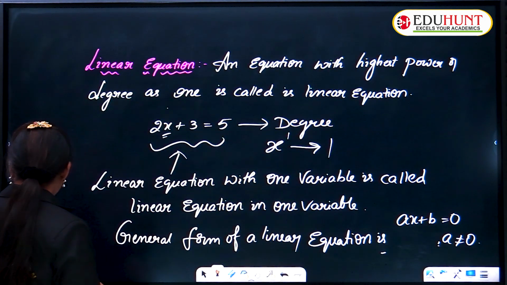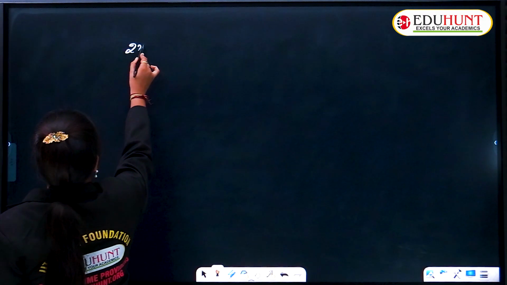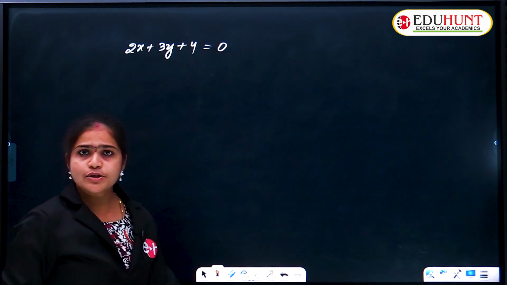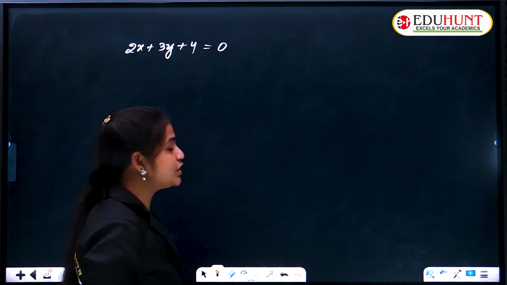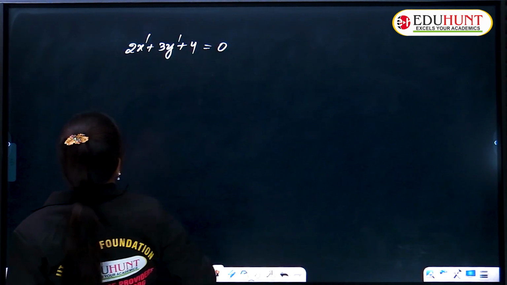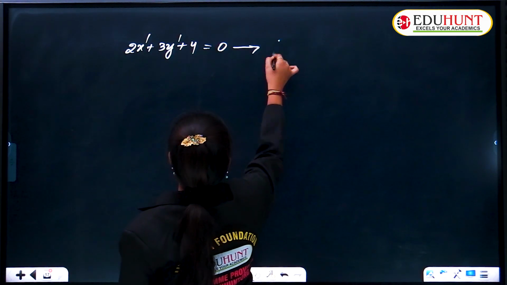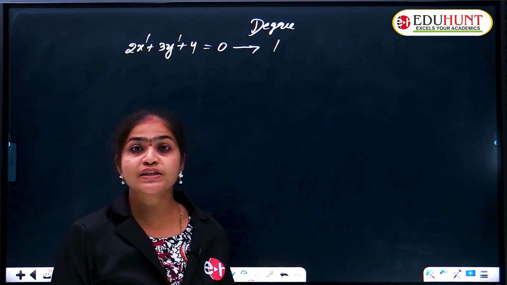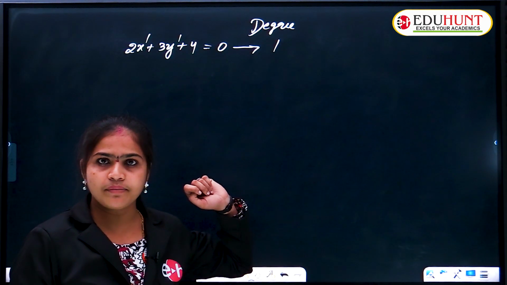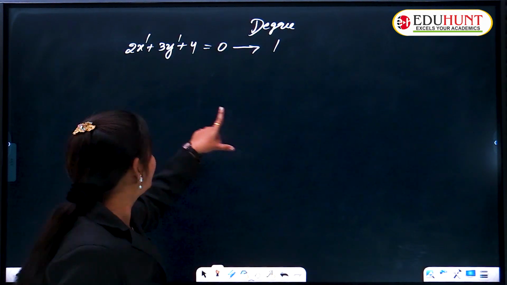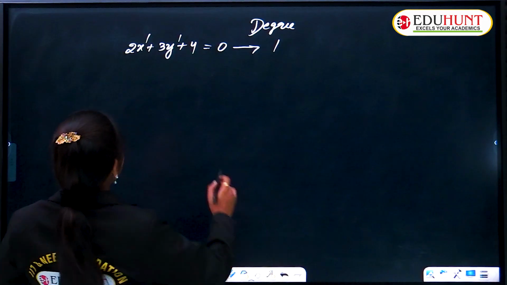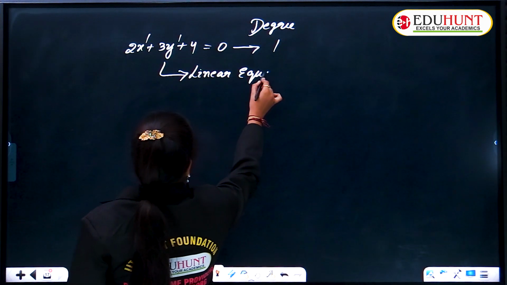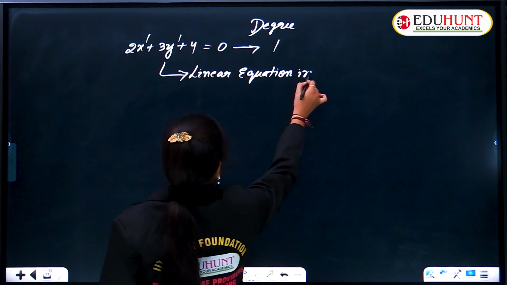Now for example, 2x plus 3y plus 4 is equal to 0. This is also an equation. What is the degree of this equation? Here 2x power 1, 3y power 1, so the degree is 1 only, no? Degree 1 means which kind of equation? Linear equation. But how many variables are there here? Two variables. Then we will call this one a linear equation in 2 variables.